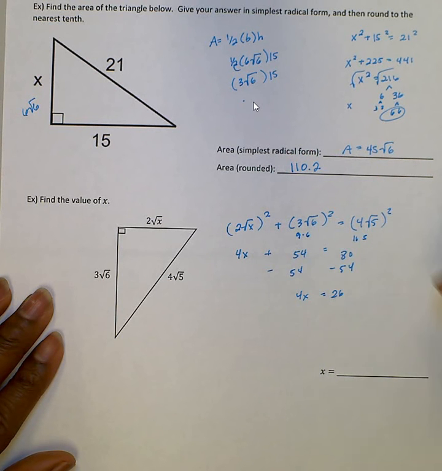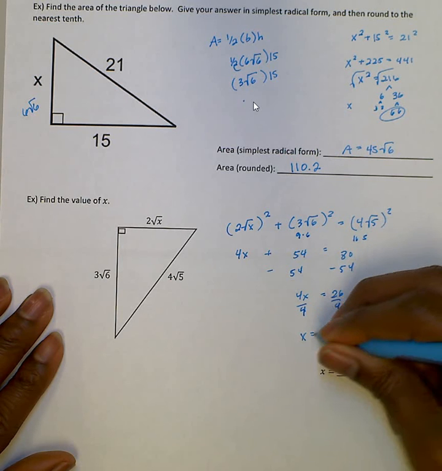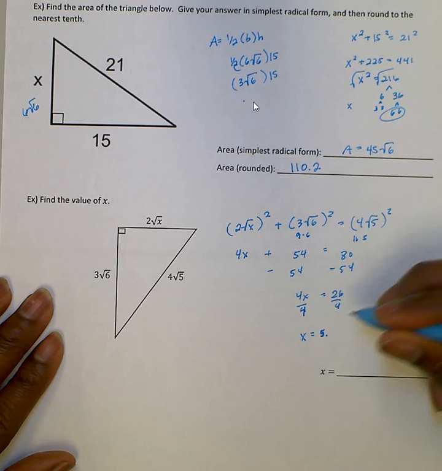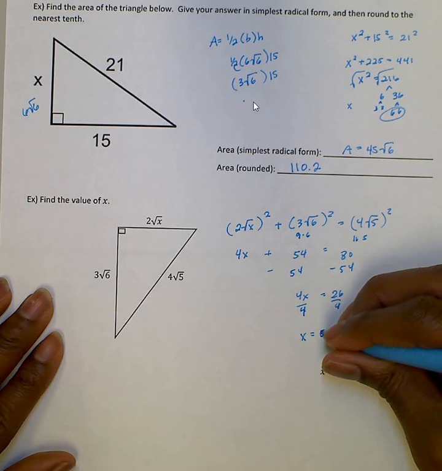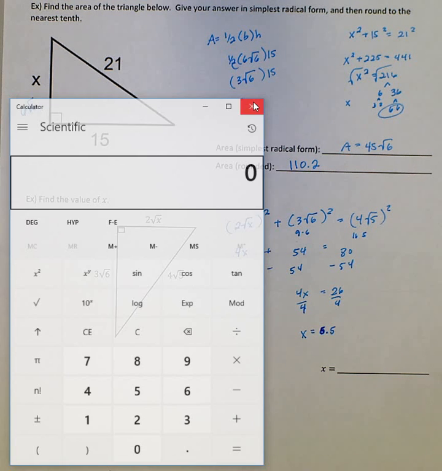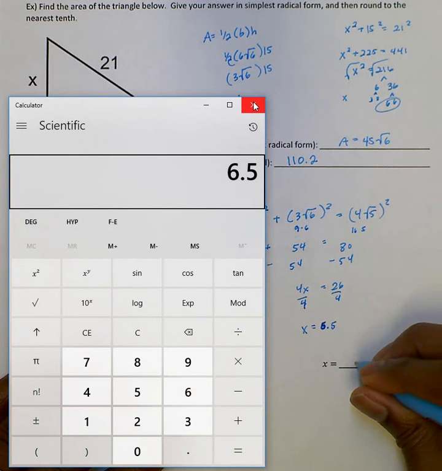So I'll divide by 4, and so x will equal 5.1. Nope, sorry, not 5.1. 6.5. Wow. I'll do that on a calculator just so you believe me after I messed up so many times. 26 divided by 4 is 6.5. So x equals 6.5.